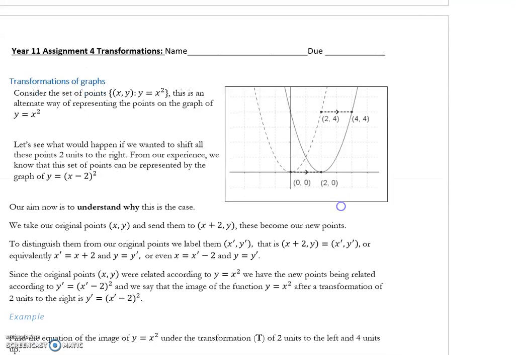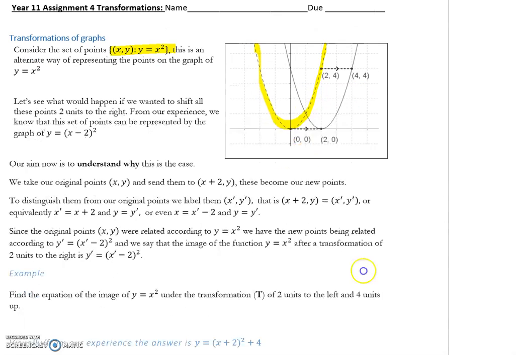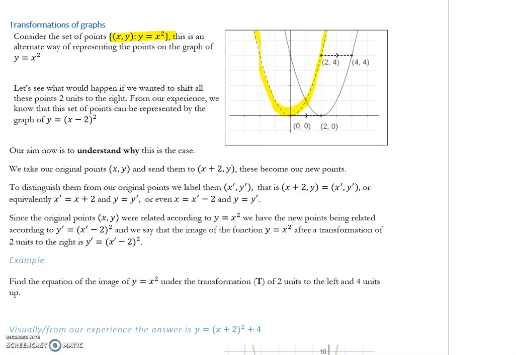Okay, so looking at, say, a parabola, y equals x squared, if that's gone 2 units to the right, then every single (x, y) coordinate is mapped 2 units to the right. Okay, so (0, 0) goes to (2, 0), (2, 4) goes to (4, 4). And from our experience, we know that the rule for the blue graph is y equals (x minus 2) squared. So we want to understand why that's the case.